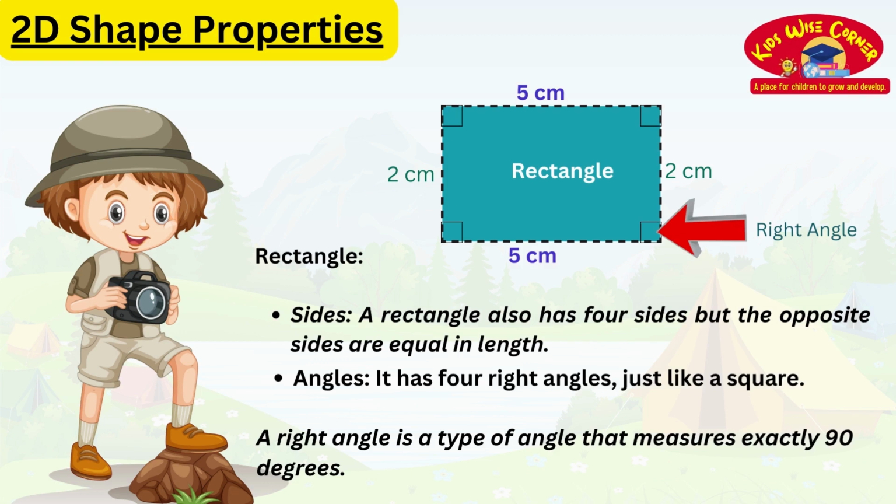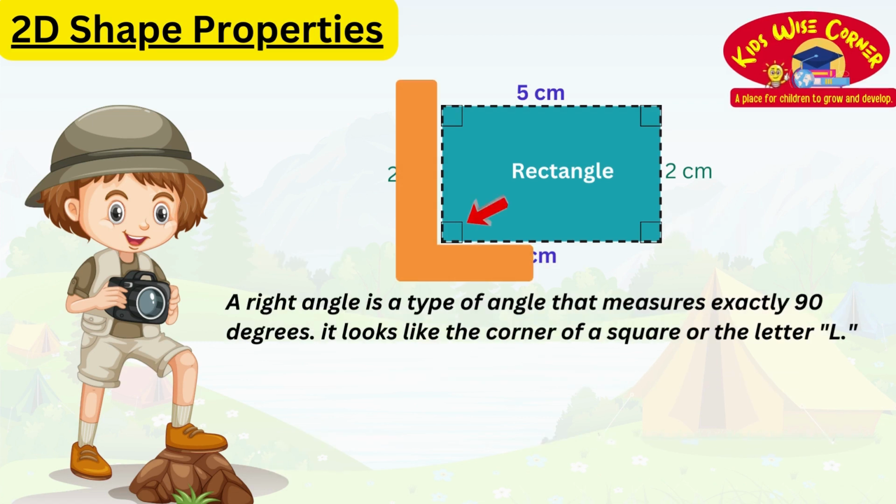The second property of rectangles is that rectangles have 4 right angles, just like the square. You may be wondering, what is a right angle? A right angle is a type of angle that measures exactly 90 degrees. It looks like the corner of a square or the letter L.